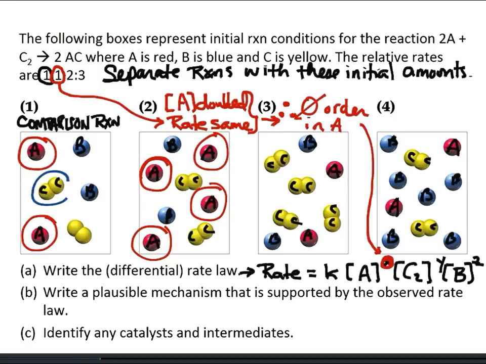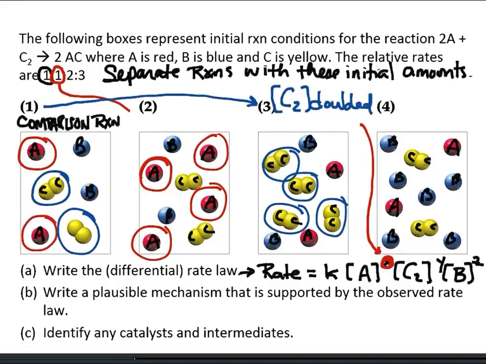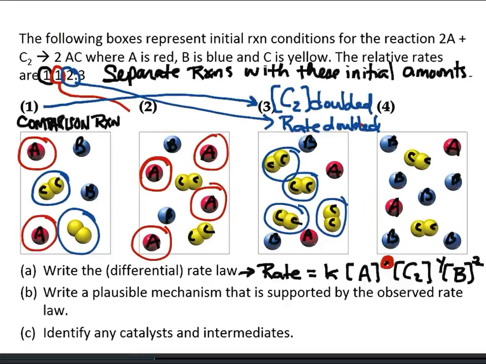Now if we look at box 3, what's happened is we've doubled the concentration of C2. And we're comparing it to box 1 again. That's going to be our comparison for the entire problem. We doubled the concentration of C2, and the relative rate is 2, which means the rate doubled. So what that means is that since the same thing occurred to the rate that we did to the reactant concentration, it must be first order in C2. So that means y is a 1.